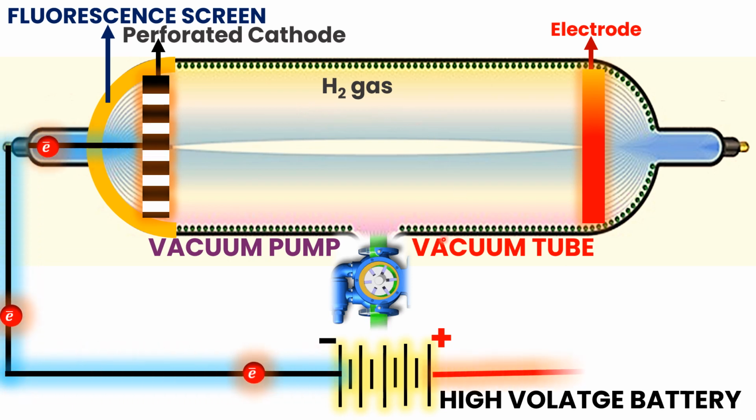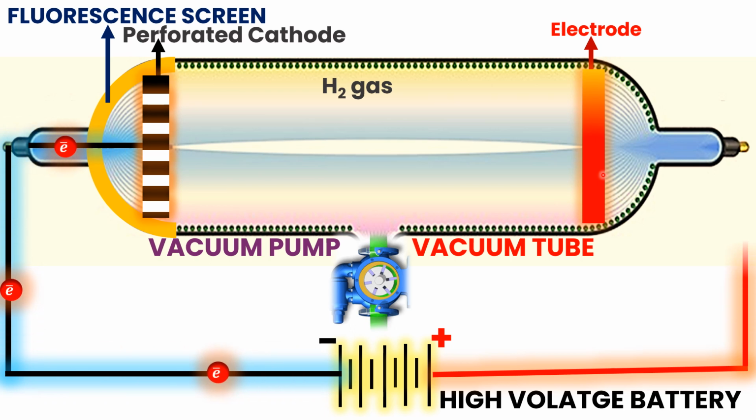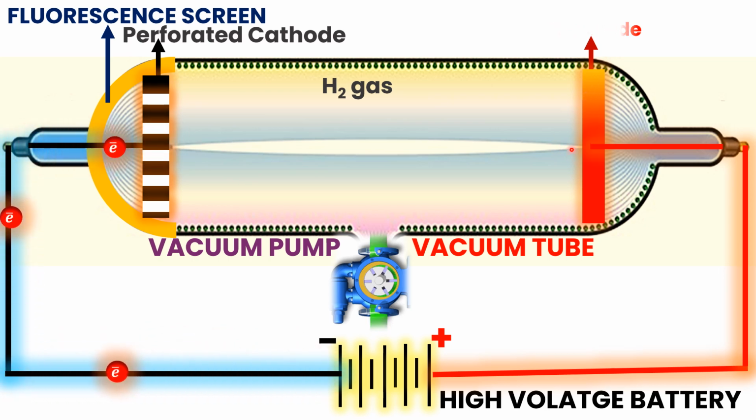The positive terminal of the battery was connected with the other electrode, and due to the connection of the positive terminal of the battery, this electrode was known as an anode. An anode is an electrode which basically attracts the negative charge. Basically, it sucks the negative charge, whereas the cathode is the electrode which gives the electrons inside the cathode ray tube.